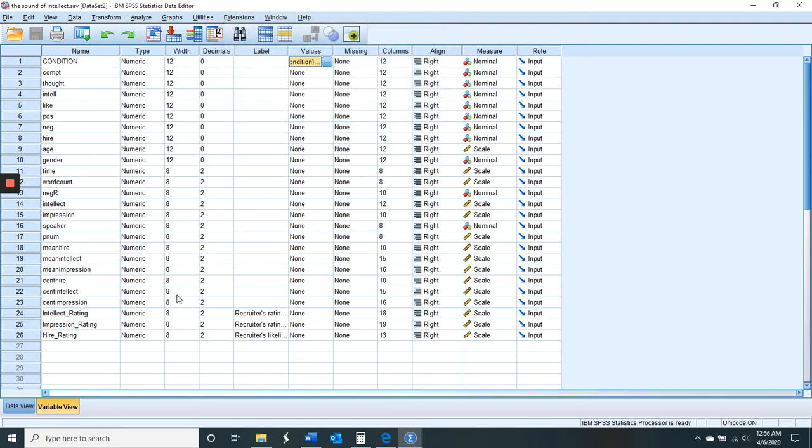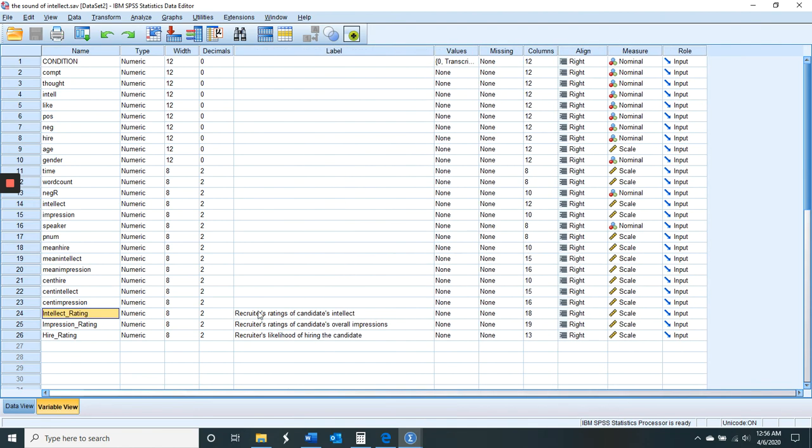And what they did is they had the recruiter rate 3 things. I don't know if you can see this, it doesn't really matter. I'm going to actually pull it, there's a label here. So they had them rate 3 things. The candidates were rated on their intellect. So that's 1 dependent variable. The candidates were rated on the overall impression that they gave the recruiter. And they also rated how likely they would be to hire the candidate. So there's actually 3 dependent variables here.